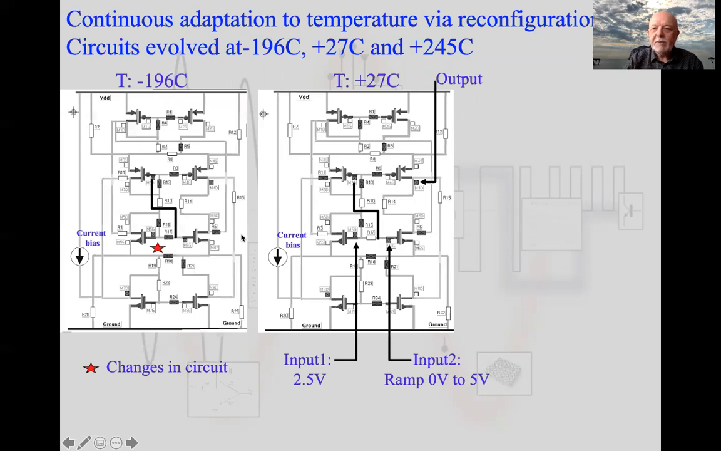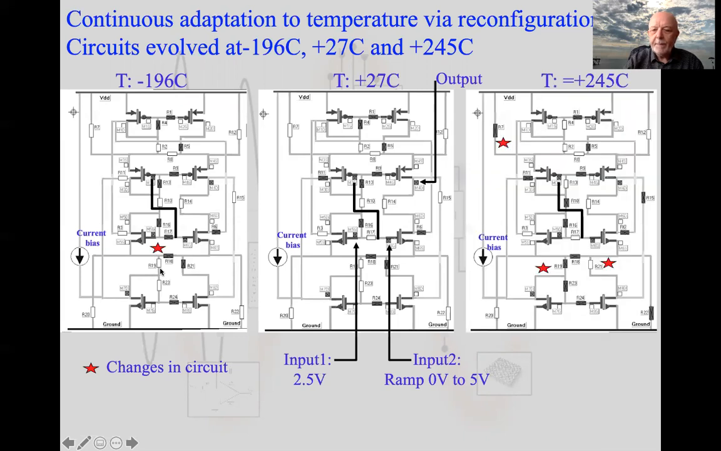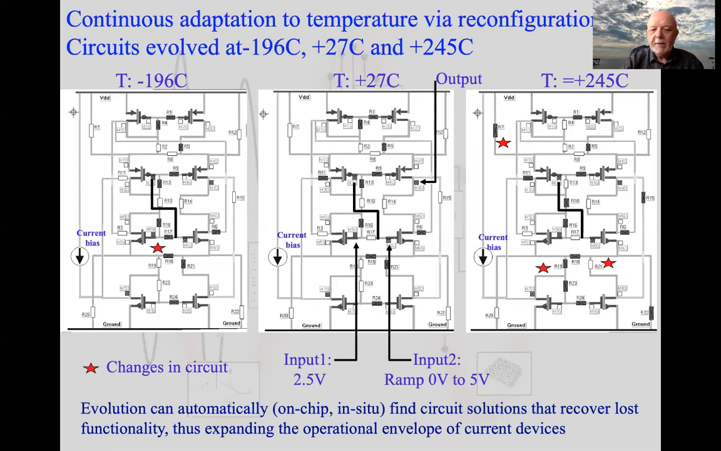And evolution was then applied to try and get the functionality back. So in this particular example, when it got down to cold, this shows some of the changes in the circuit that were going on to make it operational again. And over here, this is at plus 250, nearly. And again, you'll see changes that are required to get the functionality back. I'll show an example in a minute of what the circuits look like. Okay, so evolution did automatically find circuit solutions that recovered the lost functionality.